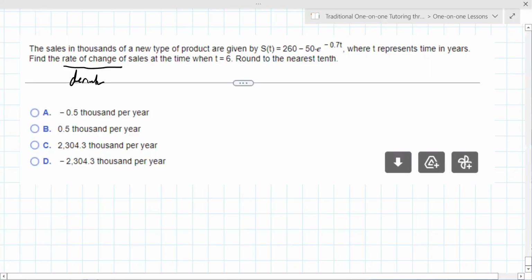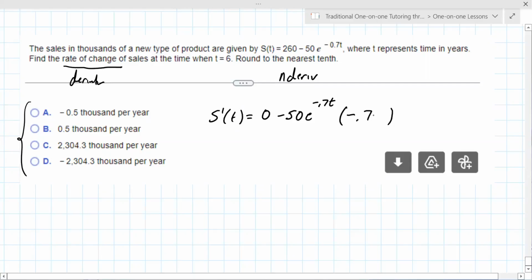Okay, so you've got to take the derivative of this function, which is probably the hardest part. If you actually had your calculator, we would probably use this thing called nderiv to do it for you, especially since the answers are all numerical. But the derivative of this function: the derivative of 260, the constant, is 0, minus 50 e to the minus 0.7t. Whenever you have an exponential function, the derivative is itself times the derivative of the inside part. So times the derivative of minus 0.7t, and that's kind of like 1x. It's just the coefficient in front, minus 0.7.